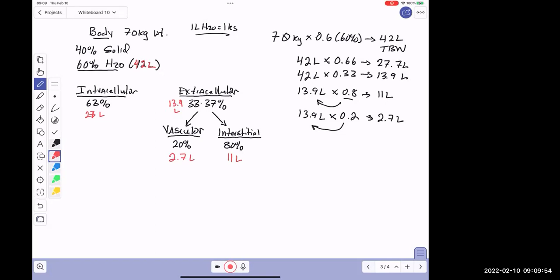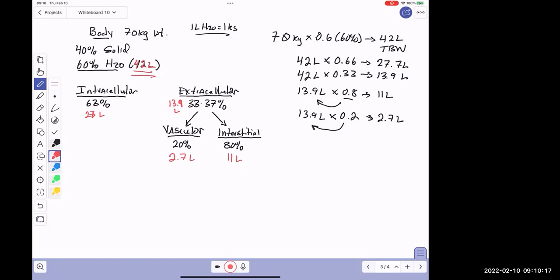So I've got 2.7 liters of water in the vascular compartment, 11 liters of water in the interstitial compartment. And that makes up 13.9 liters in the extracellular. And then I have the other 27 liters in the intracellular to give me a total of 42 liters total body water. So that's kind of how the water is divvied out.